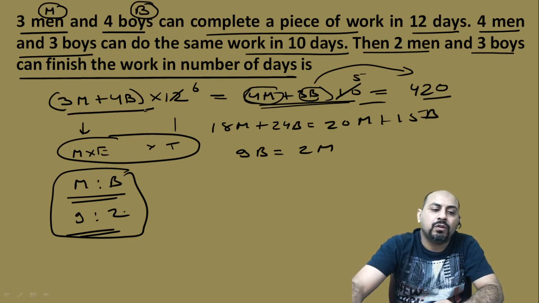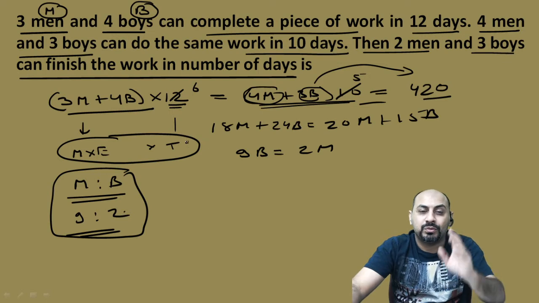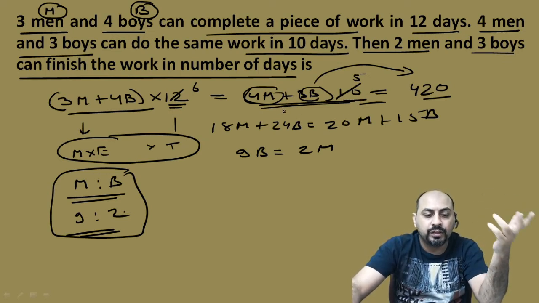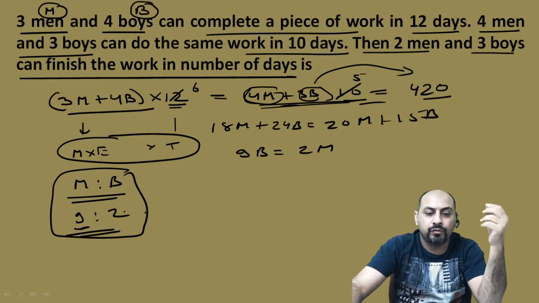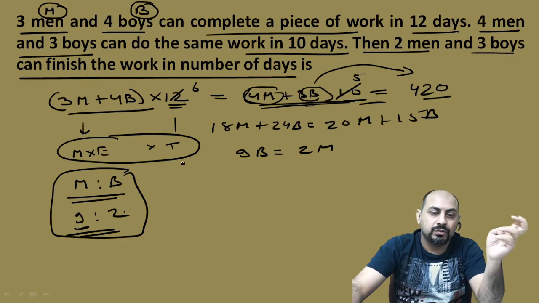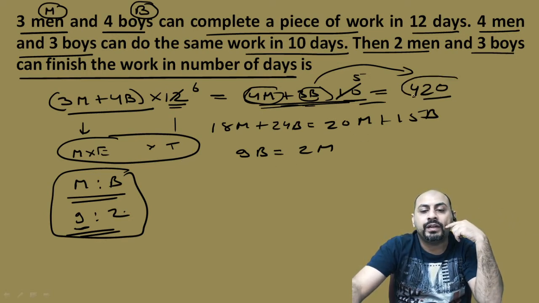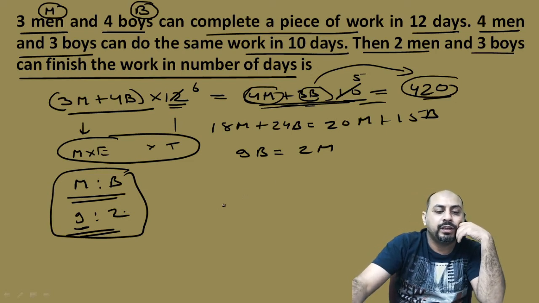I could have done it here also, but the problem is multiplying by 12 is an issue. So it is easier to multiply by 10. So therefore I took this one. So 4M, 4 nines is 36, 3B, 3 twos is 6. So 36 plus 6 is 42. So we have to complete 420 units. How many units? 420 units.